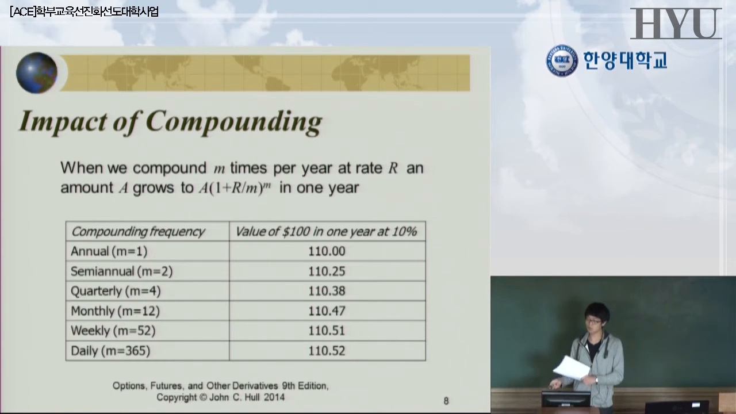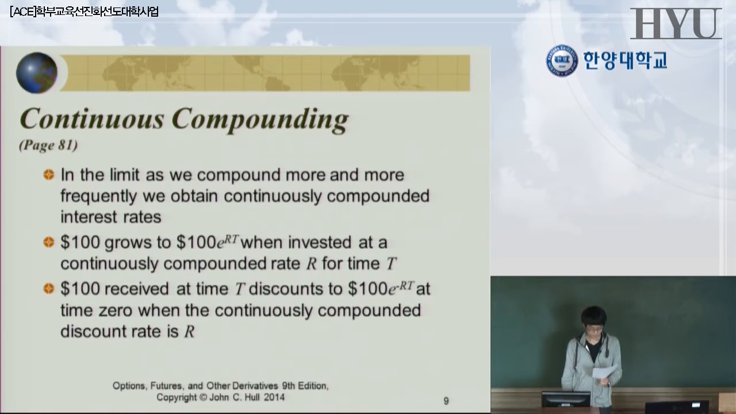The number of compounding is getting bigger, the value is getting higher. And if the number of compounding goes to an infinite number, it is called continuous compounding. So if we invest $100 at continuous compounding, the value of that bond is $100 multiplied by e to the power of RT, as we learned last class.